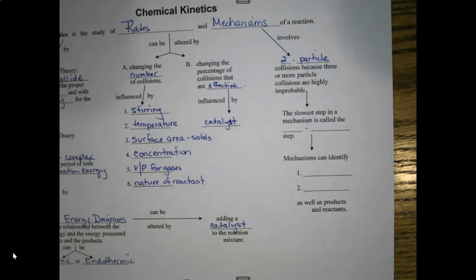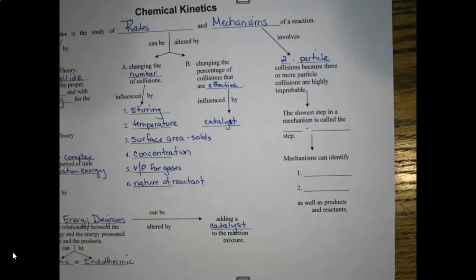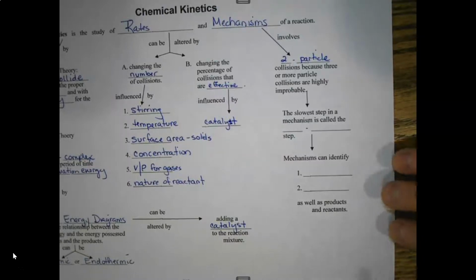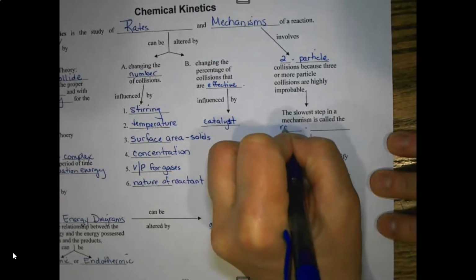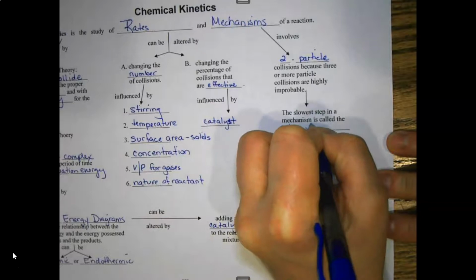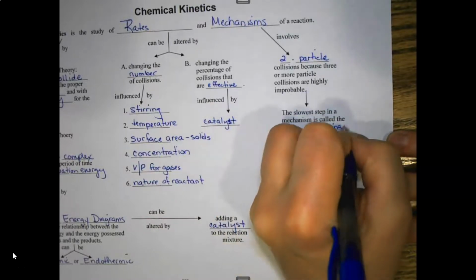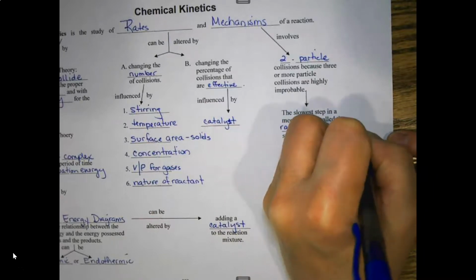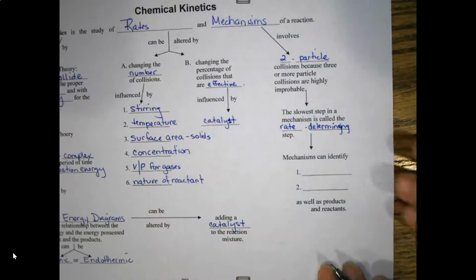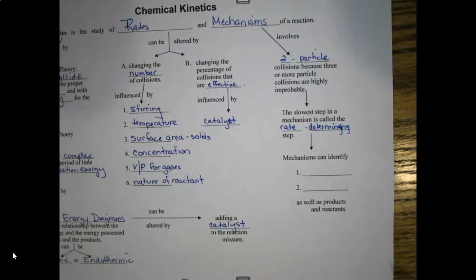All right, so once you look at that mechanism, and I'll show you one or two in a moment, you can learn a few things about it. We call the slowest step in the mechanism the rate determining step. The rate determining step is what's going to control how fast your reaction happens.